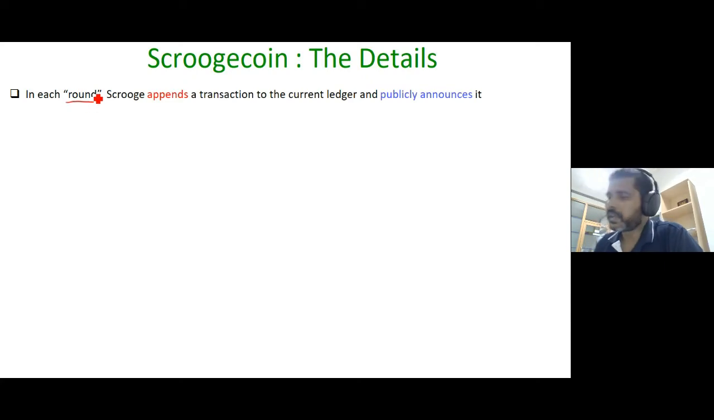And how the ledger gets updated. So you can imagine that after each round, your round could be as long as, say, 5 minutes, 10 minutes, or 1 week, 1 day, depends upon the rules of the system.